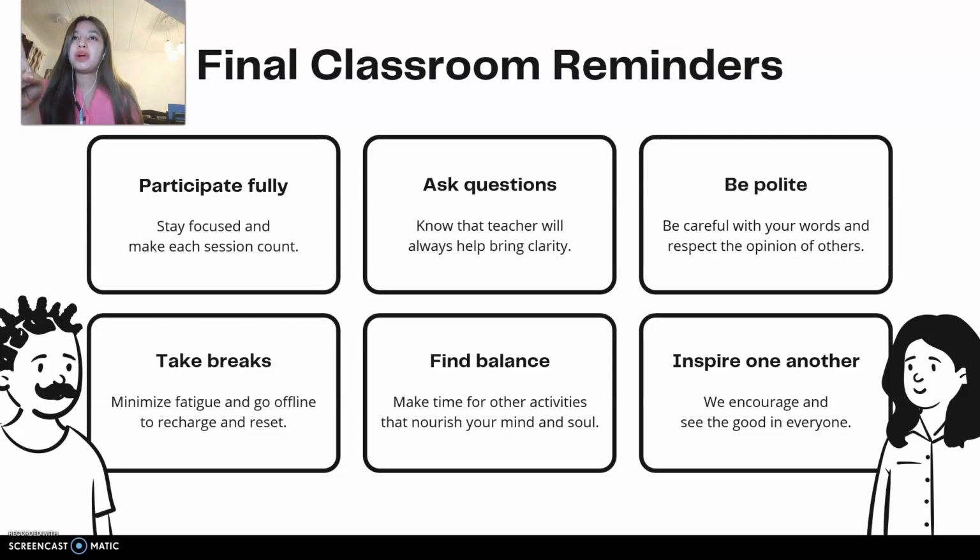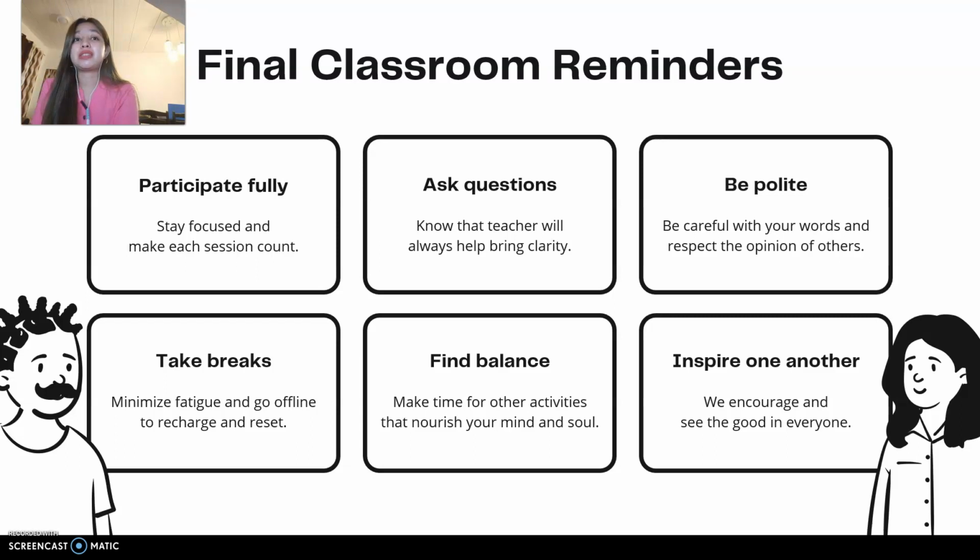So second one is ask questions. Know that the teacher will always help you to bring clarifications. So if you have questions about anything that is not clear to you, do not hesitate to ask questions in a respectful manner. Be polite, be careful with your words, and respect the opinion of others.